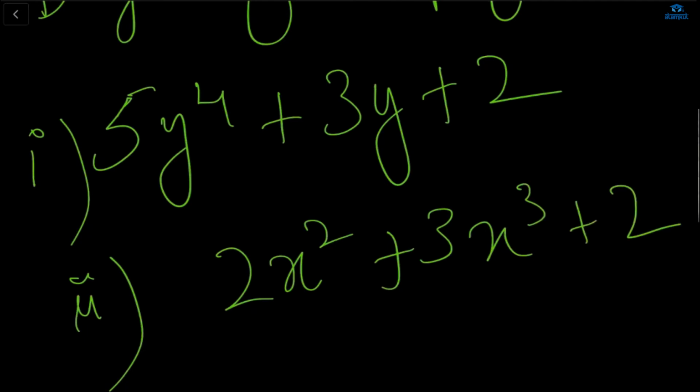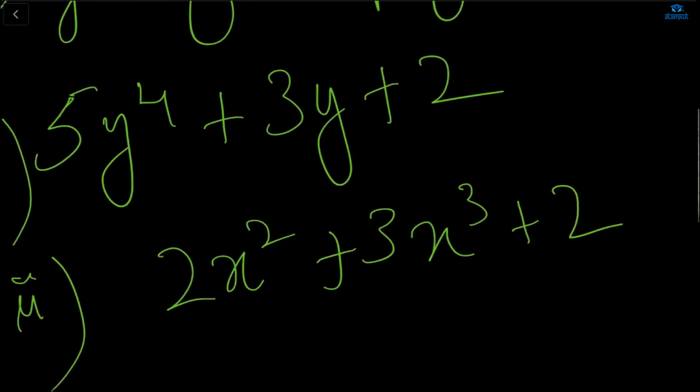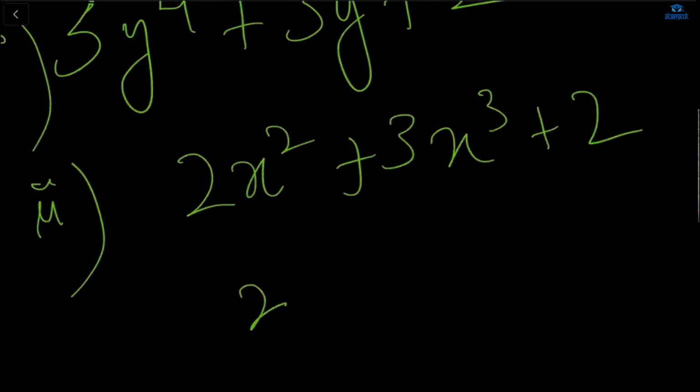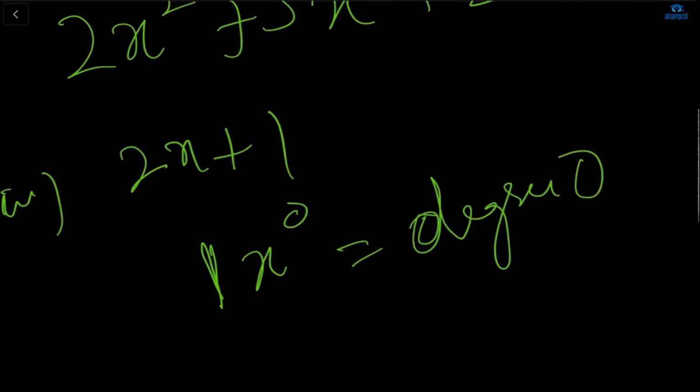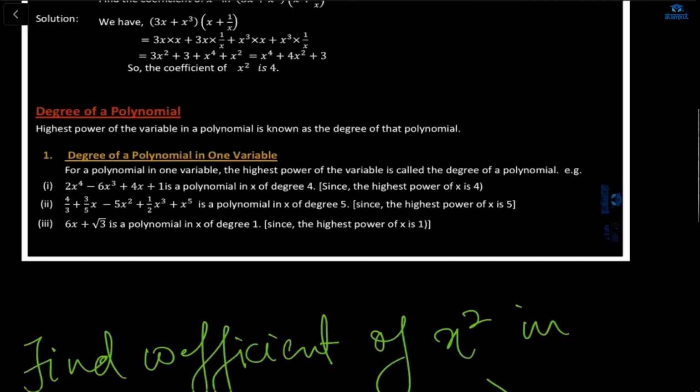So the highest power will be the degree of the polynomial. In first one, you can see the highest power is 4. So the degree of the polynomial will be 4. In the second one, the highest power is 3. So the degree of the polynomial is 3. Okay. If it was 2x plus 1, the degree of the polynomial will be 1. And if it is only 1, so the degree of the polynomial is 0. Why? Because here x to the power 0 will be there. So the degree of the polynomial is 0. Okay? Degree is 0. Okay?